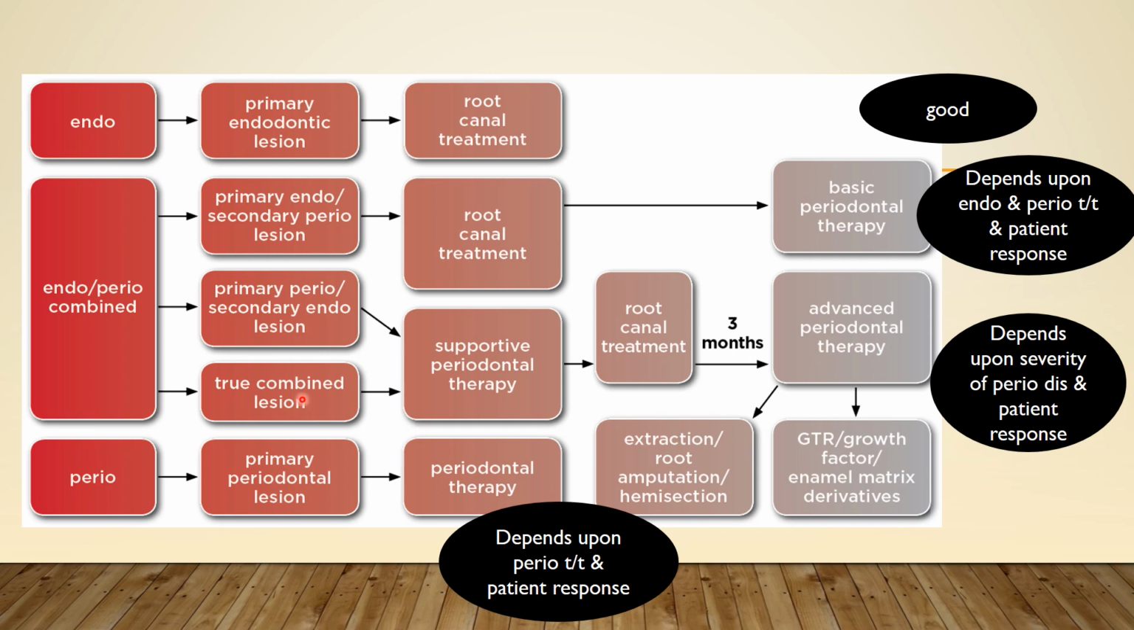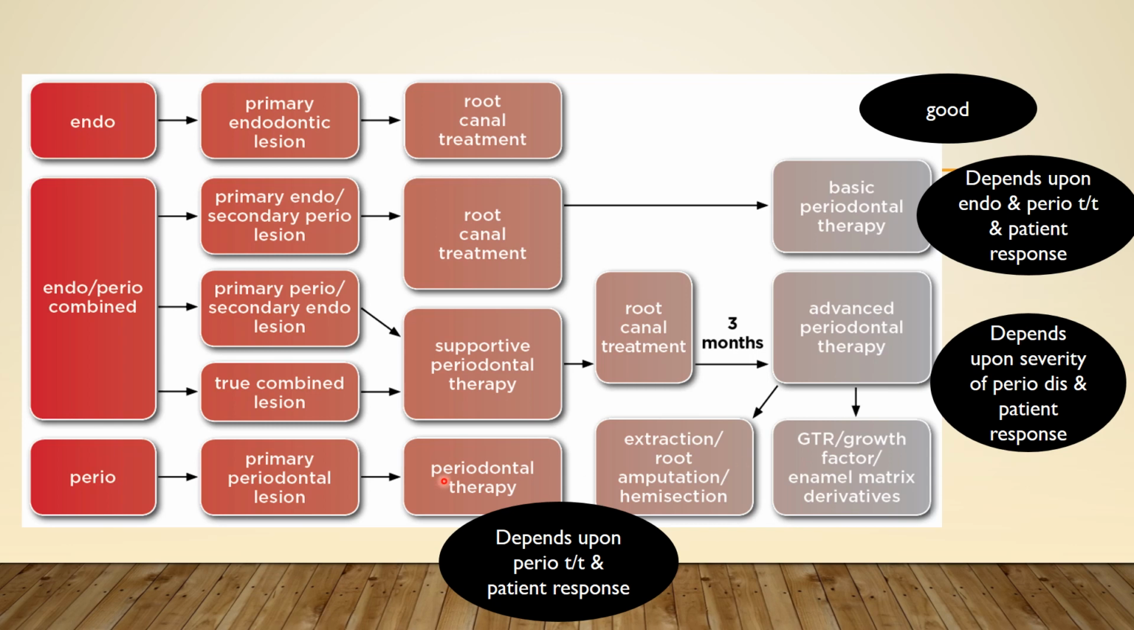The same thing happens for the true combined lesion also. It starts with supportive periodontal therapy followed by root canal treatment. Then after 3 months, there will be advanced periodontal therapy with a regenerative procedure if it is mild to moderate. If it is advanced periodontal disease, then it will lead to extraction, root amputation or hemisection. So this always depends upon the severity of the periodontal disease, the prognosis, and the patient response.